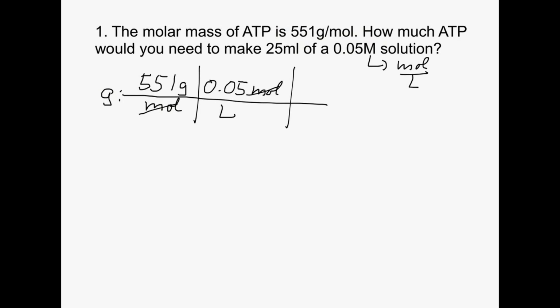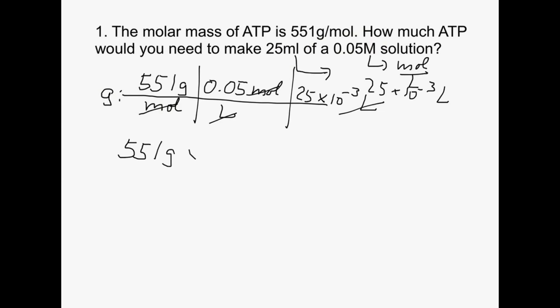Now we have got liter here. Do we have any liters? Yes, we've got milliliter, because we can write this as 25 times 10 to the minus 3 liter. So let's do that. 25 times 10 to the minus 3 liters. And now the liters cancel out, and what we've got left is 551 grams times 0.05 times 25 times 10 to the minus 3. And if we put that in the calculator, we get 0.69 gram.